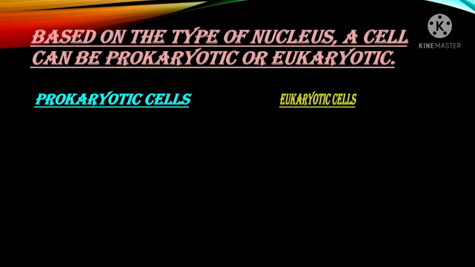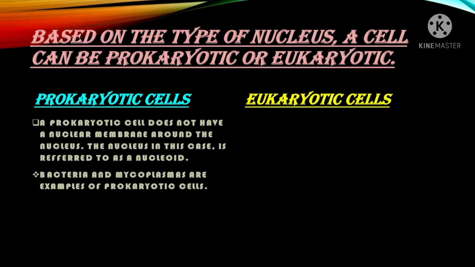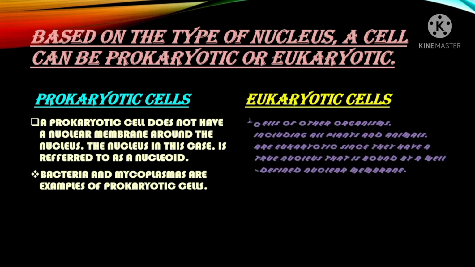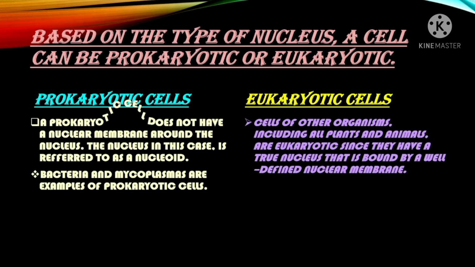Based on the type of nucleus, a cell can be prokaryotic or eukaryotic. A prokaryotic cell does not have a nuclear membrane around the nucleus. The nucleus in this case is referred to as a nucleoid. Bacteria and mycoplasmas are examples of prokaryotic cells. Cells of other organisms, including all plants and animals, are eukaryotic since they have a true nucleus that is bound by a well-defined nuclear membrane.